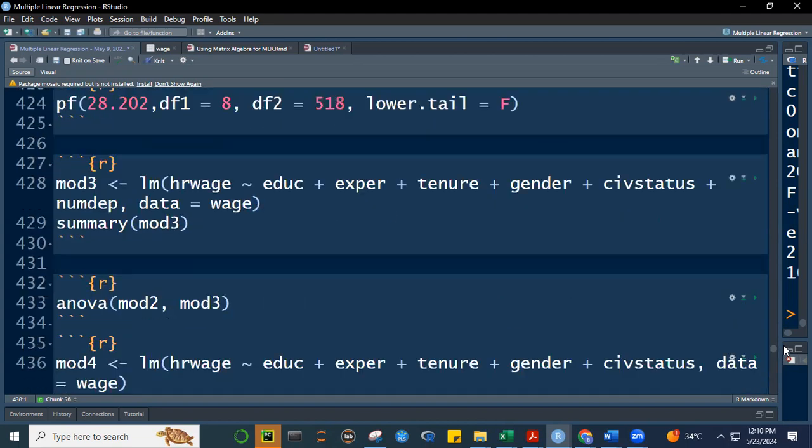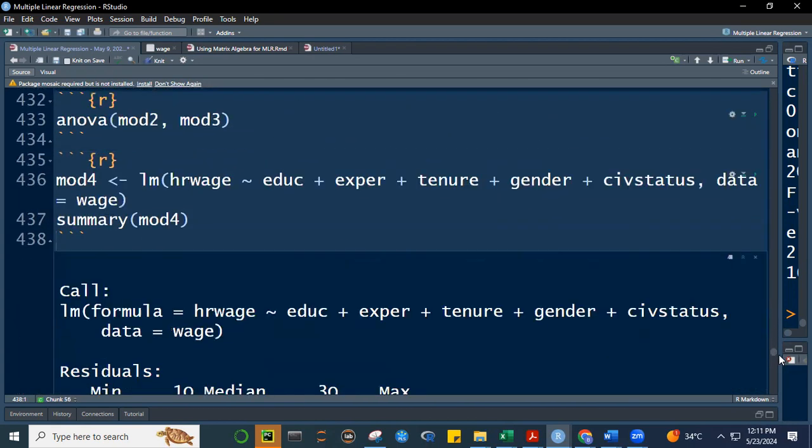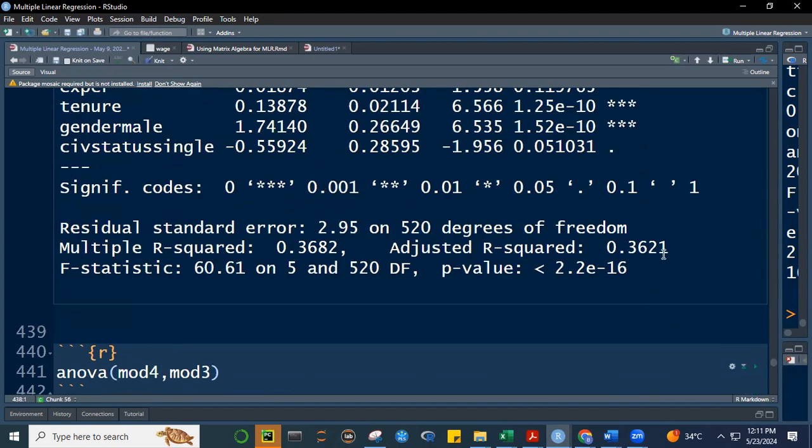36.21. So if we compare it with the previous one, the previous one had 36.31. The next one had 36.21. But good thing this is not the be-all and end-all basis of choosing which is the better model. But suffice it to say, class, that model number 3 has a higher adjusted R squared compared to model number 4. Okay. Overall goodness of fit test, it's still significant.